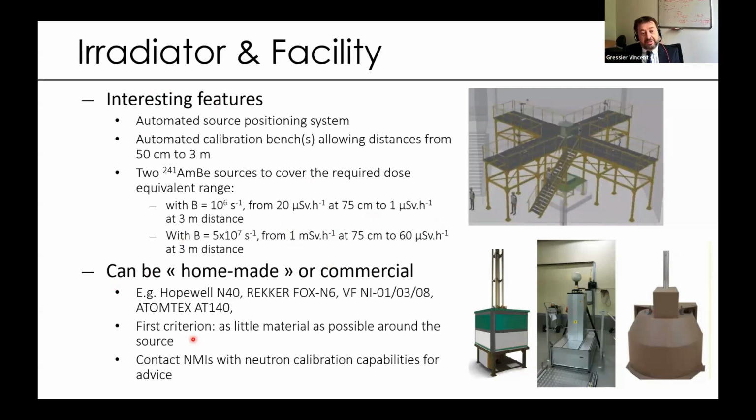So this irradiator can be homemade or commercial. I will not give you advice because I don't have experience of commercial systems, but there are several on the market like Hopewell N40, Raker, etc. My recommendation is your first criterion is to see if there is as little matter as possible around the source itself. And if you want advice from experts, you can contact NMIs which have neutron calibration capabilities to get, okay, I have this model, what do you recommend for my need?